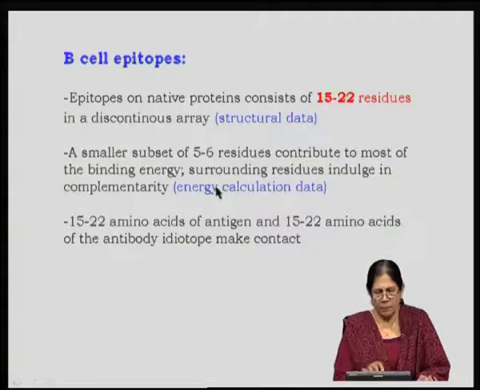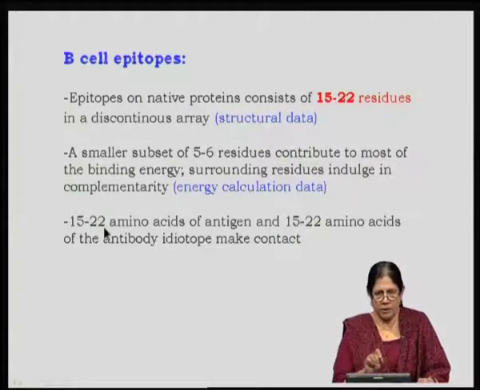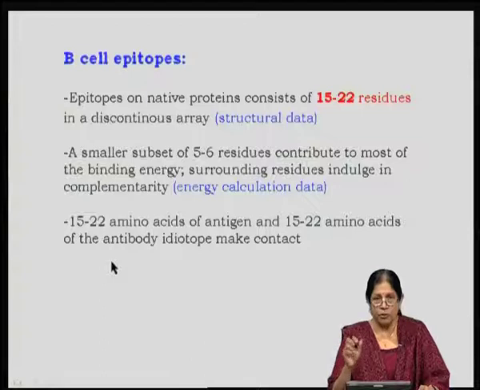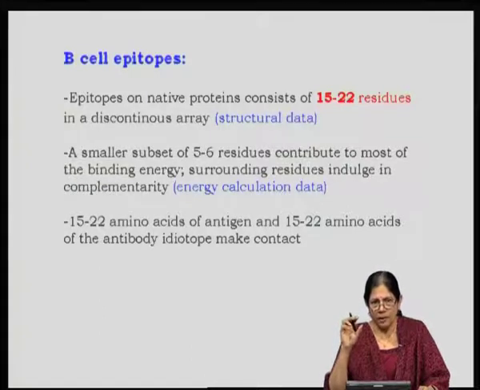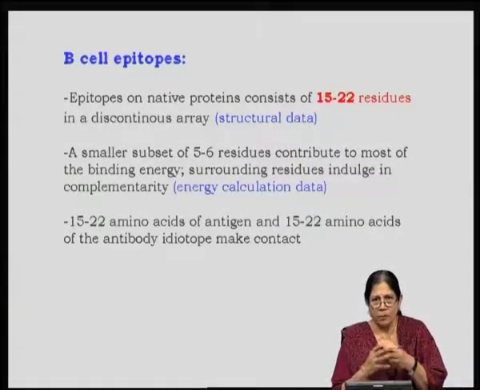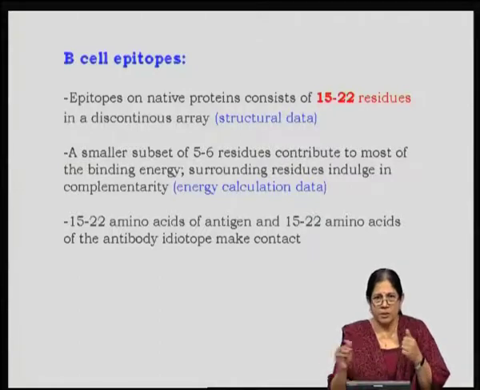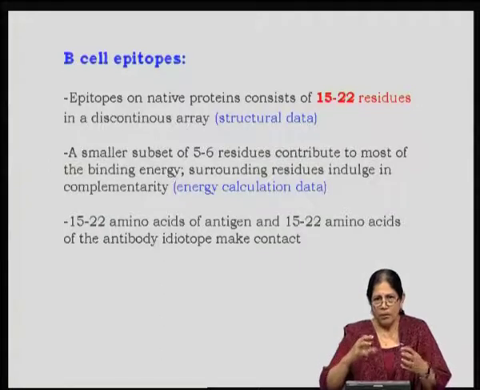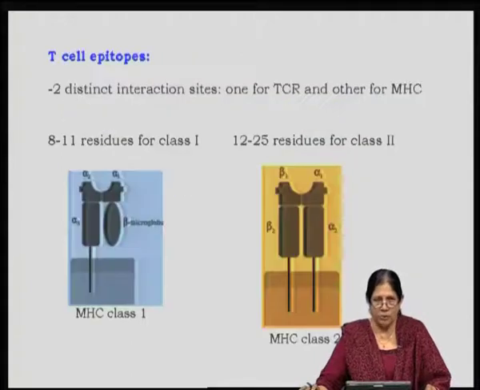Now, people have actually determined this to find out the core epitope, and we will come to that later. So, about 15 to 22 amino acids of the antigen and 15 to 22 amino acids of the antibody idiotope. Idiotope is that region at the variable region of the antibody molecule which comes into contact or binds to the antigen determinant. So, the same number of amino acids approximately on the immunogen or antigen now comes into contact with the same number of amino acids on the idiotope of the antibody.